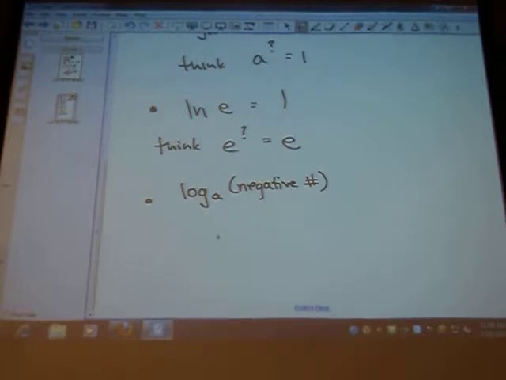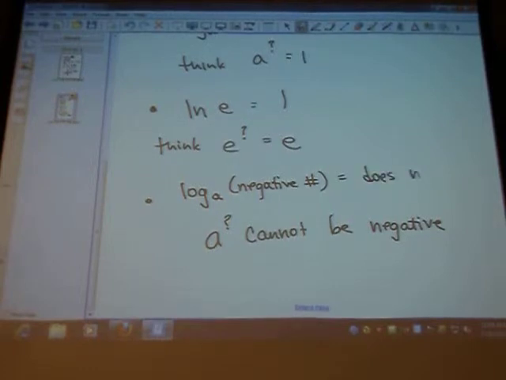So if a is a positive number, log base anything of a negative number does not exist, because you can't take a positive number, raise it to a power, and get a negative number. It's just not possible. Sometimes they'll try to trick you by asking, like, what's log base 2 of negative 5? And you have to say that doesn't exist, because I can't raise 2 to a power and get negative 5. There's no way that can happen.